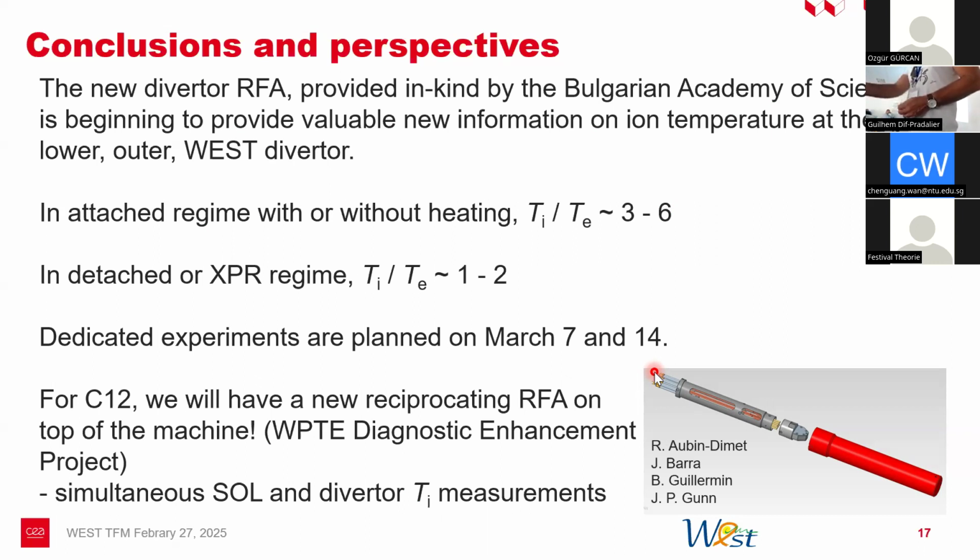So we did these dedicated experiments after this presentation that I made. I haven't yet prepared the results from this. For the next campaign this fall, we are adding a new reciprocating retarding field analyzer to the top of the machine. So we will have profiles of ion temperature in the scrape-off layer simultaneously with the measurements on the divertor. There's an important question: are we going to measure 50 electron volts also in the middle of the scrape-off layer, far from the targets? We don't know, and we need to know.